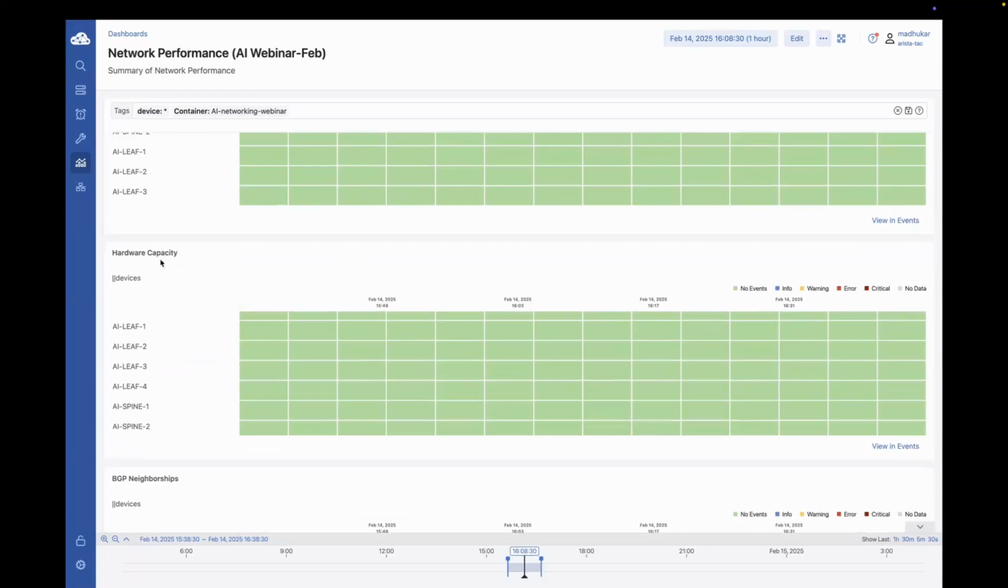Now, further looking at the hardware capacity, we see that this is also all green. That means none of the devices were reaching an upper limit to its hardware capacity during the time of the issue, and things look under control.